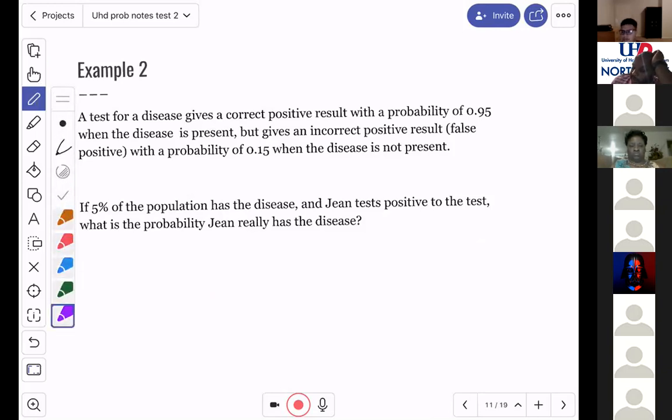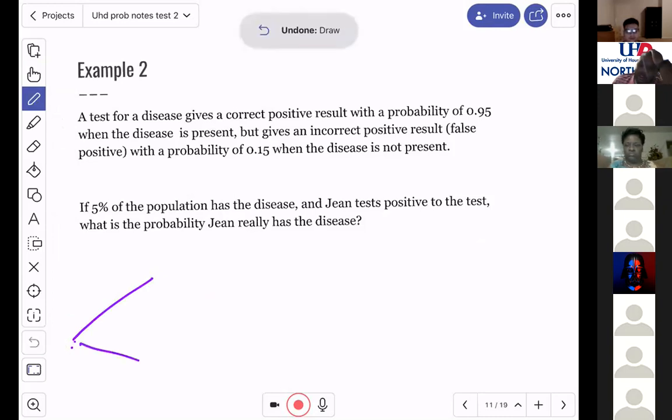Two branches. And these branches, typically the problems you're going to do are always going to be disease type problems like this. You can do other things like this, but we generally do disease. Your first branch is whether they have the disease or they don't have the disease. D and D prime.